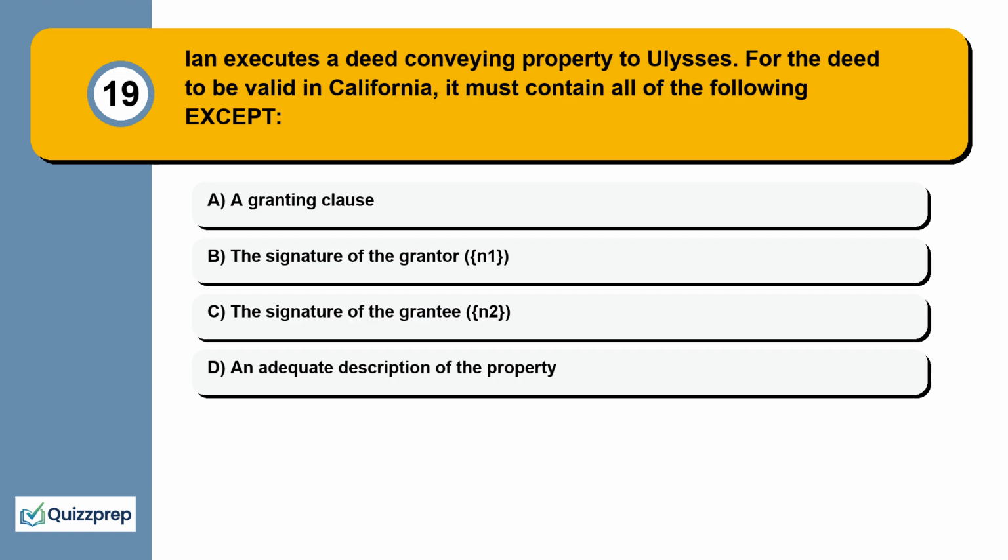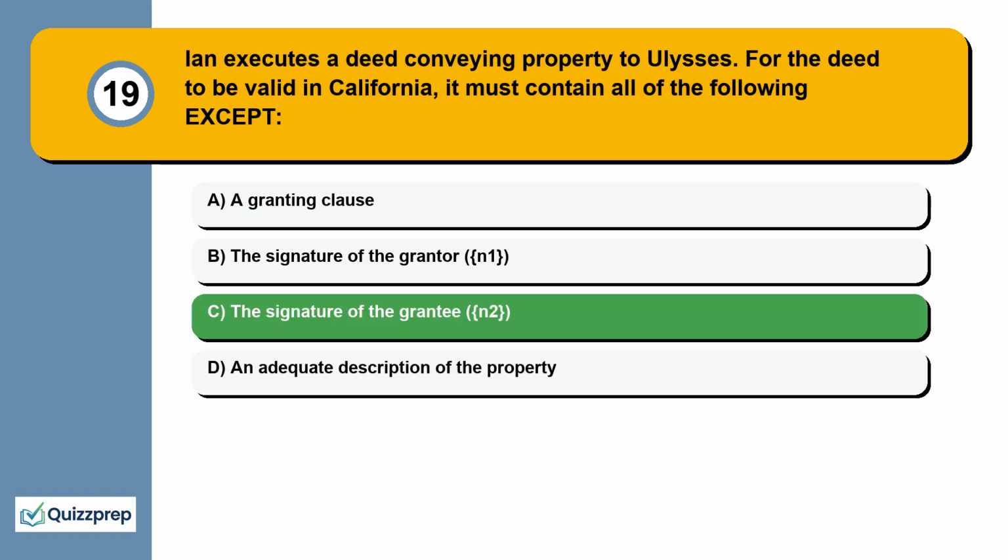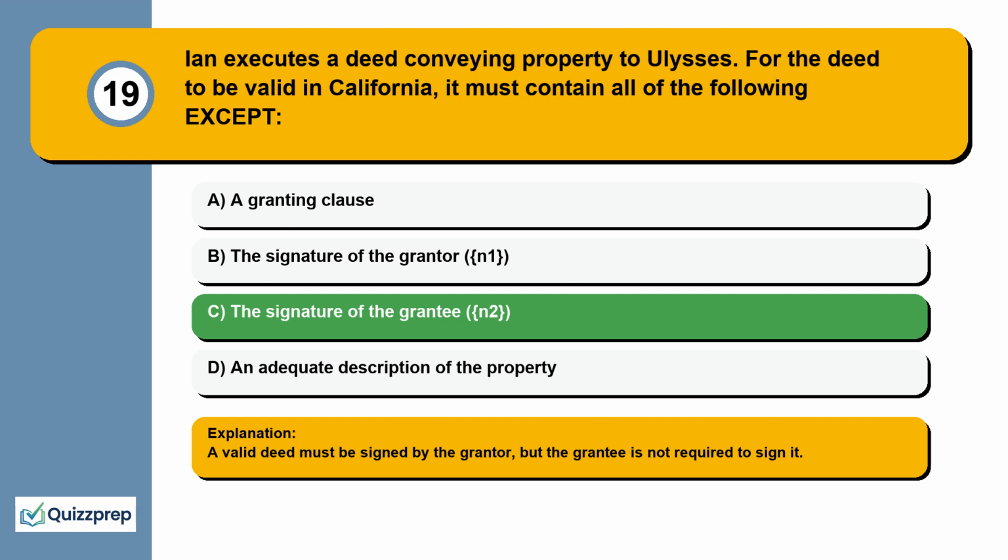Question 19. Ian executes a deed conveying property to Ulysses. For the deed to be valid in California, it must contain all of the following except a granting clause, the signature of the grantor, the signature of the grantee, an adequate description of the property. A valid deed must be signed by the grantor, but the grantee is not required to sign it.